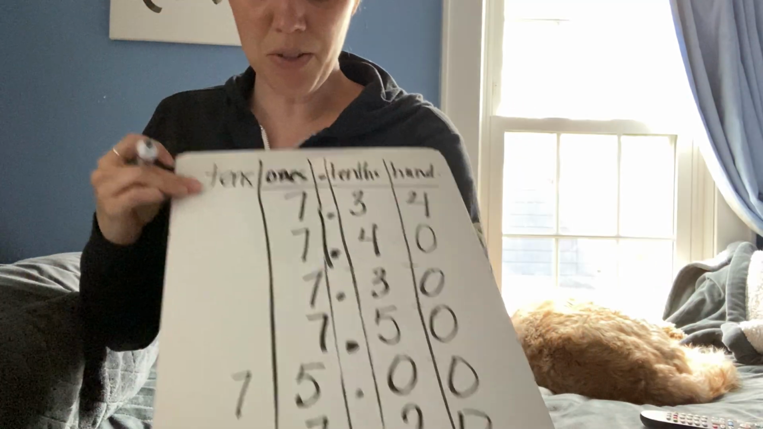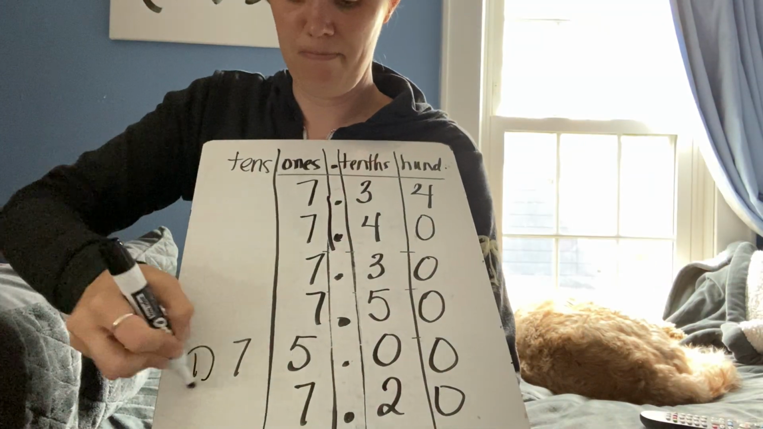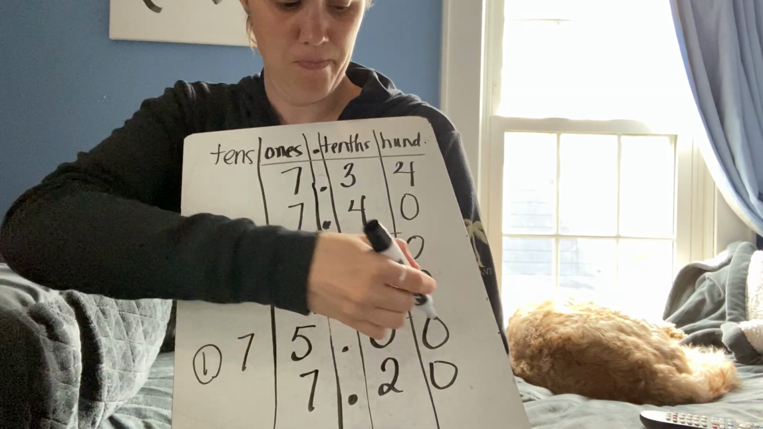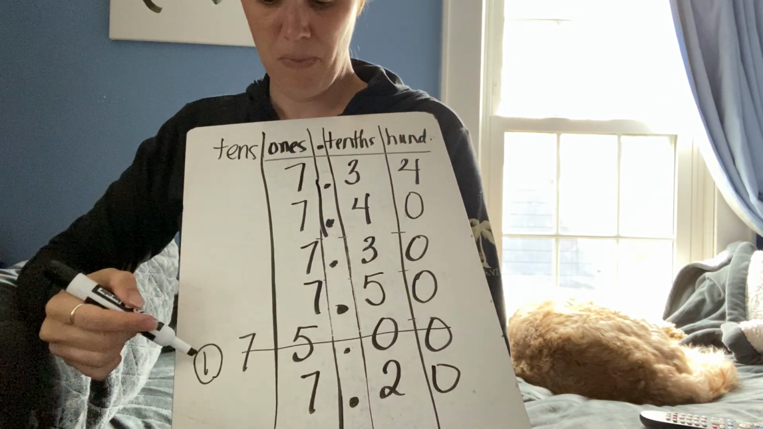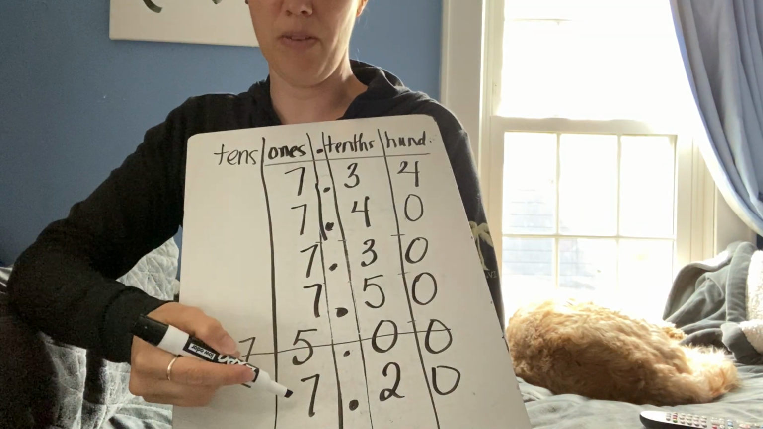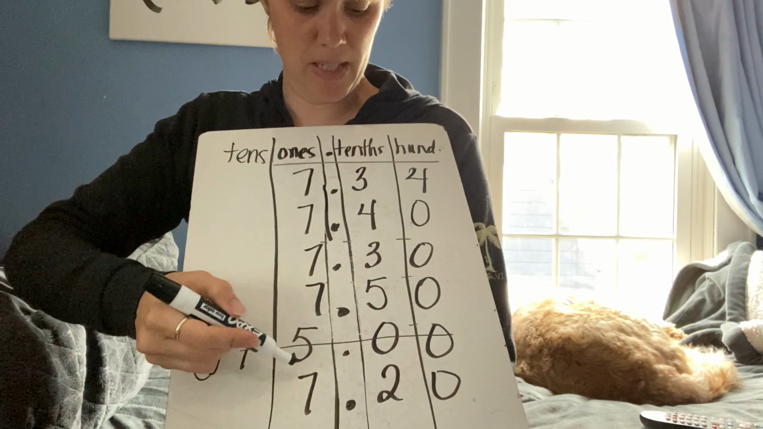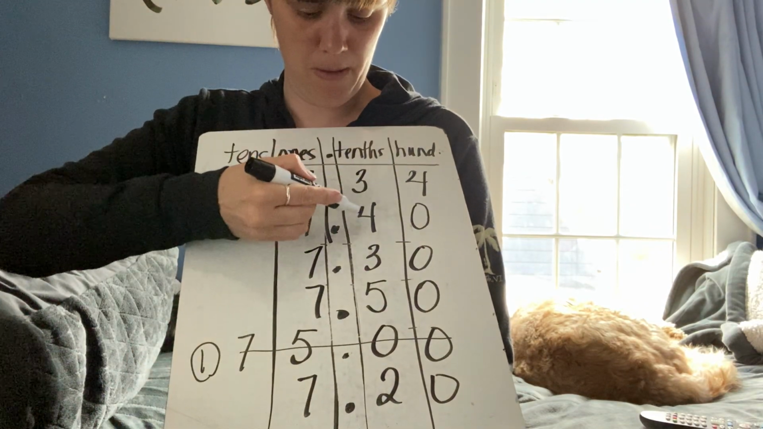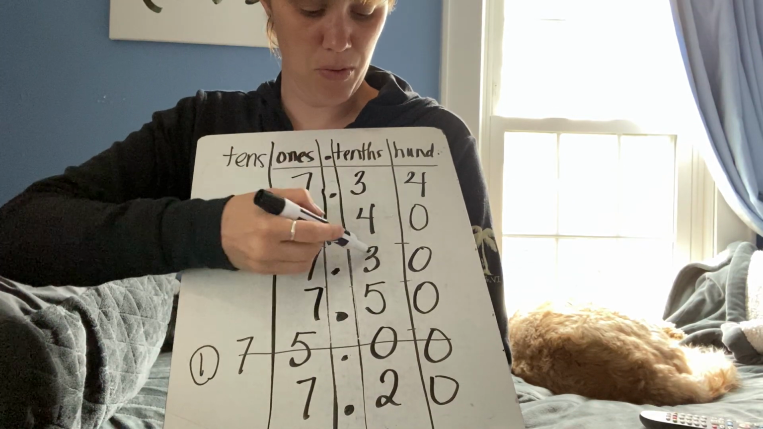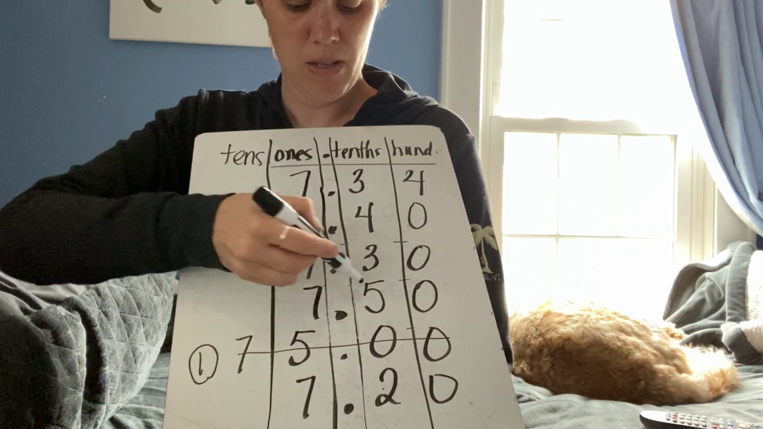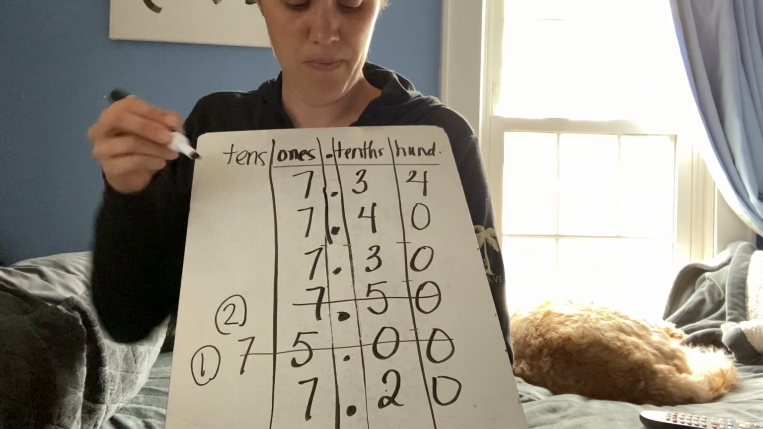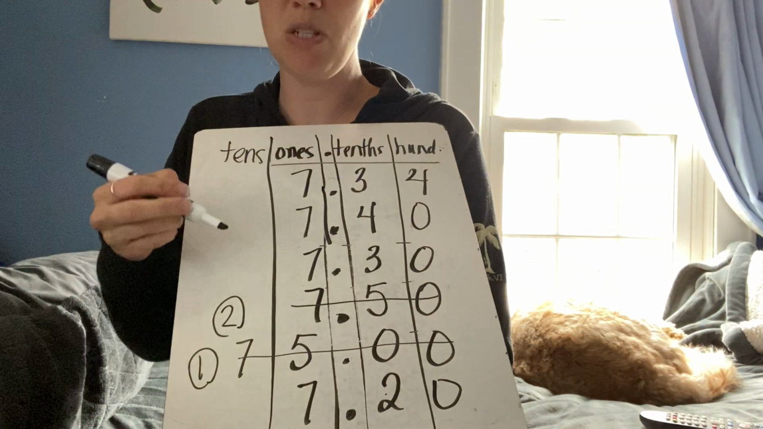All right, clearly the biggest is our 75, right? Now we don't have to look at those ones. Okay, next one. Ones, they all have 7. So we go to the tenths. Which one is the biggest tenth? Looks like this is the biggest tenth. We have 3, 4, 3, 5, and 2. So this is the second one. And we cross it off. Not like scribble it out because you need to be able to copy it.